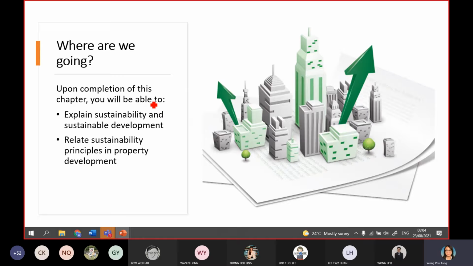So for this chapter, we want to explain how sustainability and sustainable development are defined. What does it mean by sustainability? How is it different from green? How is it different from green development? And basically for this chapter, you should know how to relate sustainability to property development. That will be the difference compared to what you have previously learned about sustainability. For this chapter, we want to connect these two together.